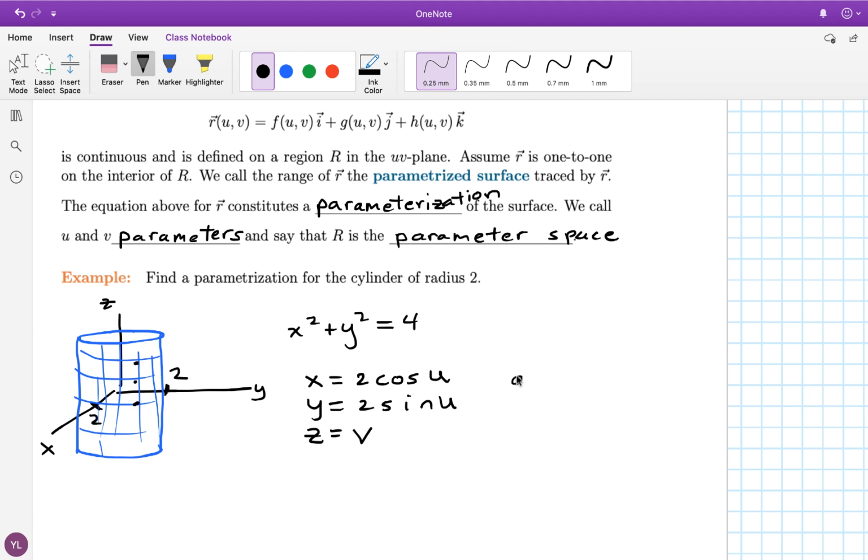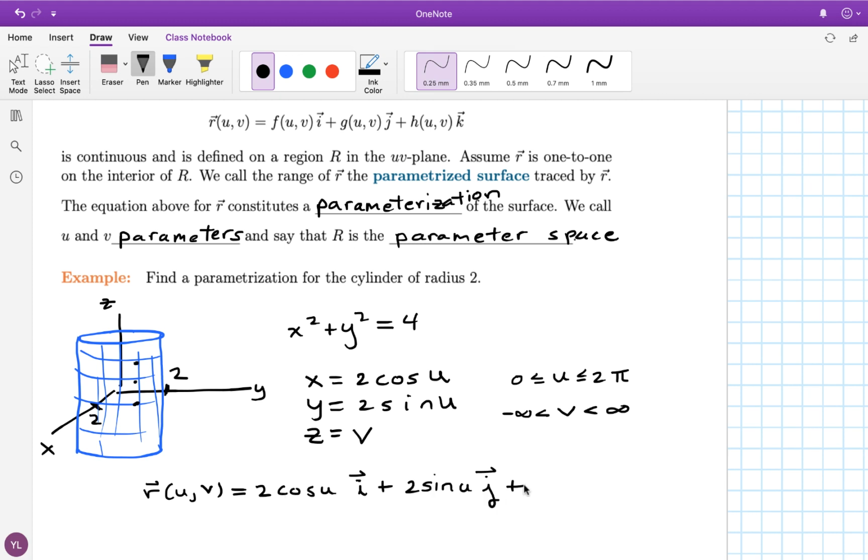I'm going to put bounds on the parameters. It's actually not entirely necessary, but it feels natural to give one rotation in u, and then v, of course, since the cylinder goes up and down infinitely, I'll let v range between negative infinity and infinity. And now I have built my vector field. Okay, so the x coordinate is 2 cosine u, the y coordinate is 2 sine u, and the z coordinate is v.